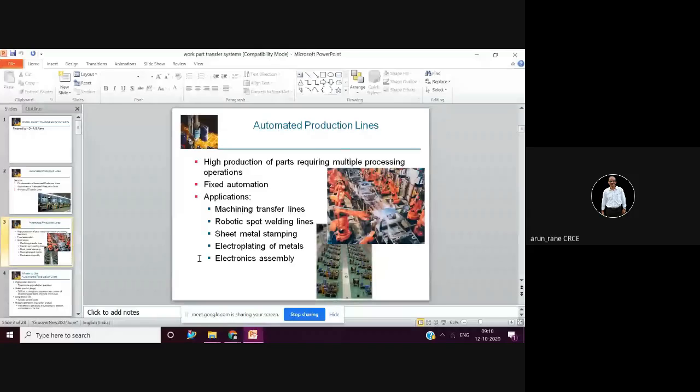Then it can be used for spot welding lines, which is very popular. Then sheet metal stamping. Stamping means blanking or punching operations on a press machine. In Hindi, we say thappa marte hain. So it is like stamping, which is why press tool operations like blanking and punching are called stamping operations. For electroplating of metals, transfer lines are generally not used much. For electronics assembly, yes, semiconductor assemblies use transfer lines.